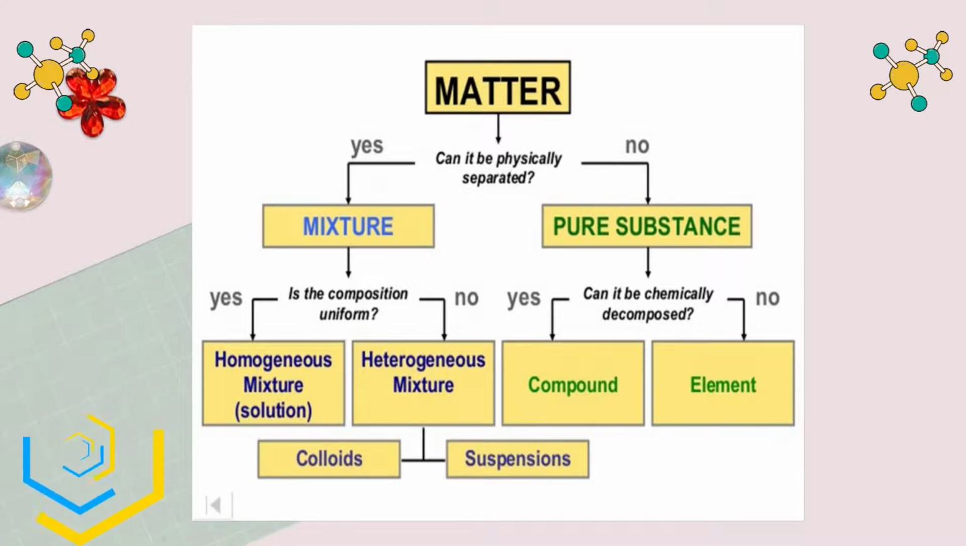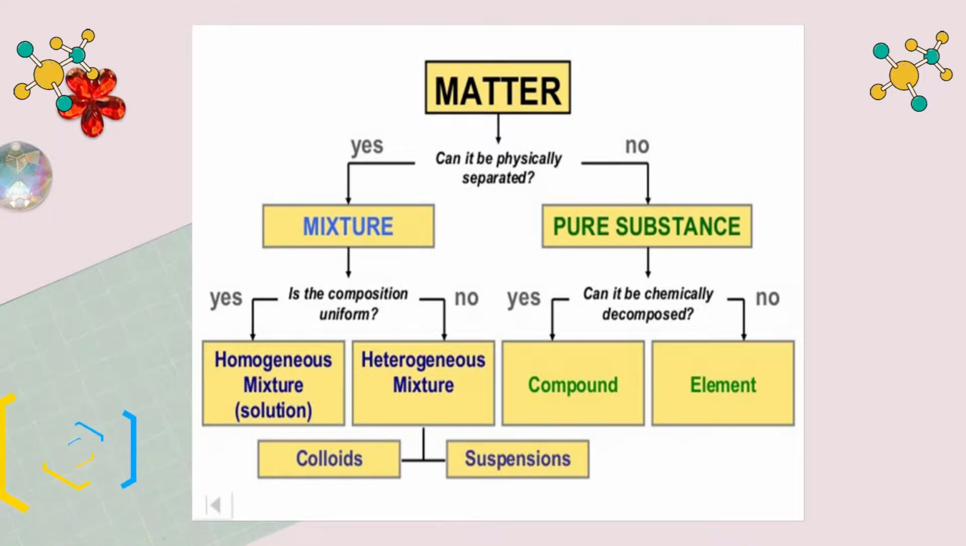Matter can be defined as anything that has mass and occupies space. It can be classified into solid, liquid, gas, and plasma. It can also be classified as pure substances and mixture. Pure substance is a kind of matter that has uniform properties. It can be further classified into elements and compounds.